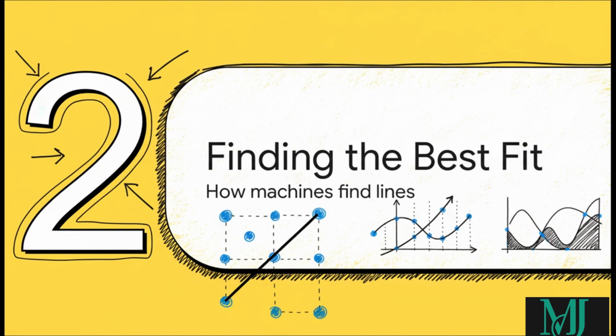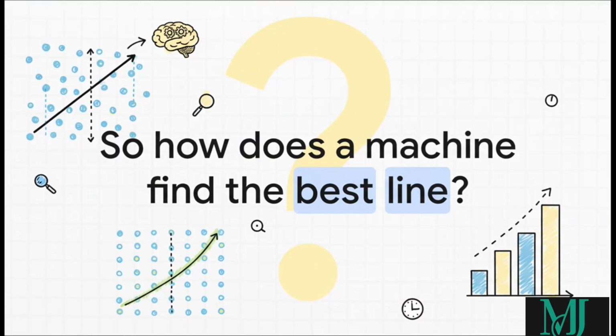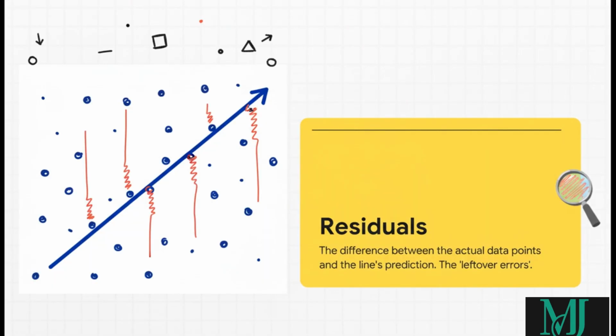Okay, but wait a minute. This raises a really important question, doesn't it? I mean, you could draw a million different lines through those dots. So how on earth does a computer figure out which one is the absolute best one? How in the world does the algorithm pick that one perfect line? It's not magic, I promise. It's actually a really clever, logical way of measuring mistakes.